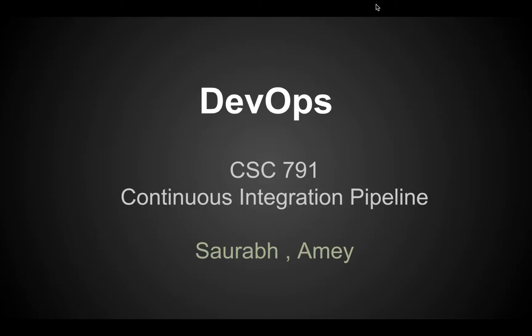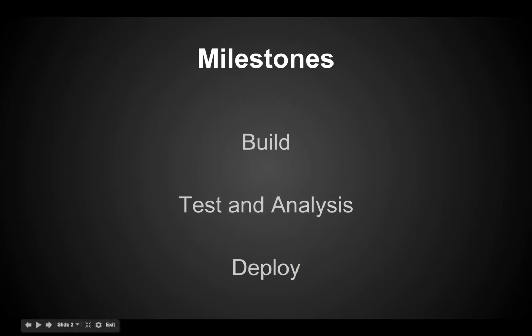This is a screencast for DevOps CSC 791 final project submission. We have built a continuous integration pipeline with 3 steps: the build step, the test and analysis step, and the deploy step. For the first 2 milestones, which are build and test milestones, we have used a Java Maven project.